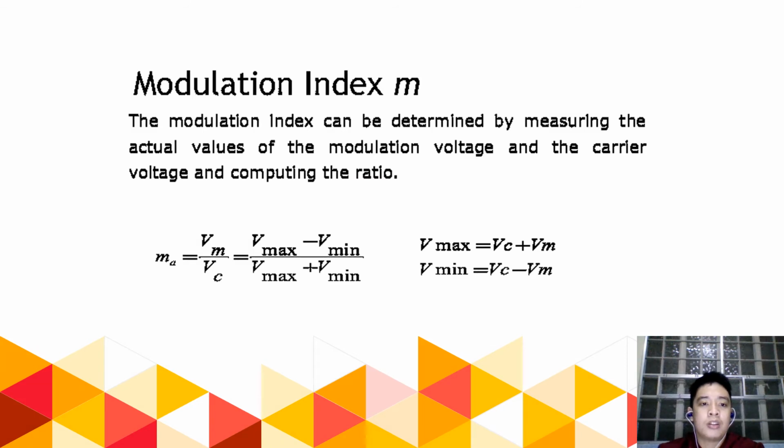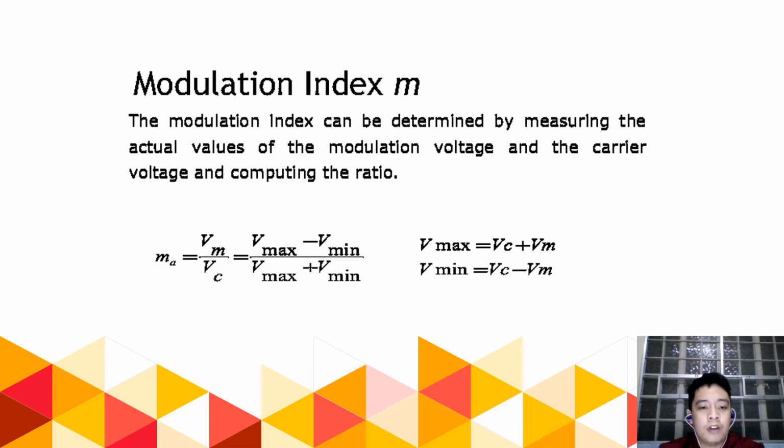So this is the formula for the modulation index M. First, the modulation index can be determined by measuring the actual values of the modulation voltage and the carrier voltage and computing the ratio. So this is the formula for the modulation index.